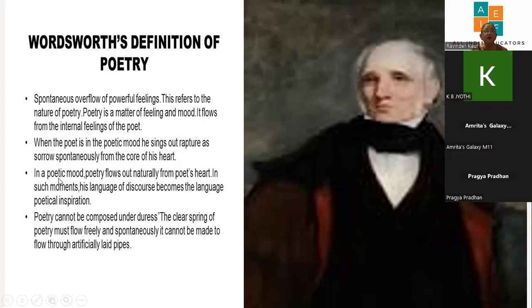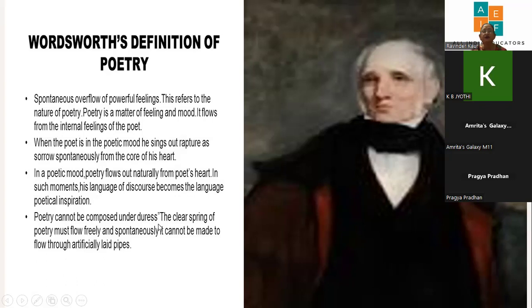And in a poetic mood, poetry flows out naturally from the poet's heart. In such moments, his language of discourse becomes the language of poetic inspiration, isn't it? Don't you people agree with me? Yes, because we are all dealing with poetry every day. Poetry cannot be composed under duress, means any restriction.